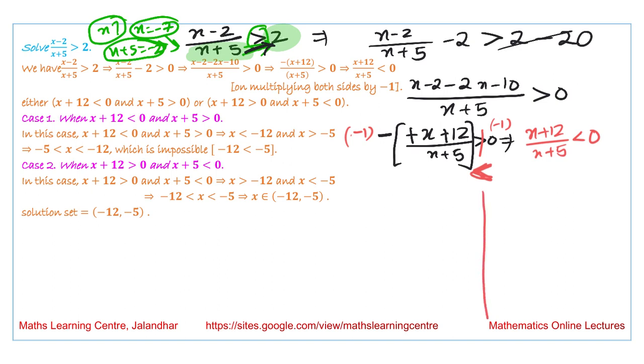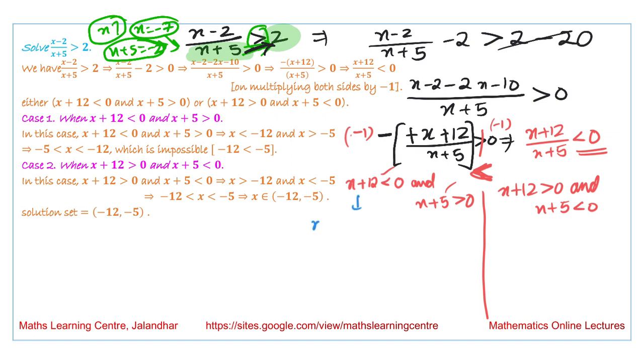So we are having two cases. First is that x plus 12 is less than 0 and x plus 5 is greater than 0. It is less than 0 over here, so one will be positive, other will be negative. Next is x plus 12 is greater than 0 and x plus 5 is less than 0. In the first case, we obtain x is less than minus 12 and x is greater than minus 5. In this second case, we have x is greater than minus 12 and x is less than minus 5.